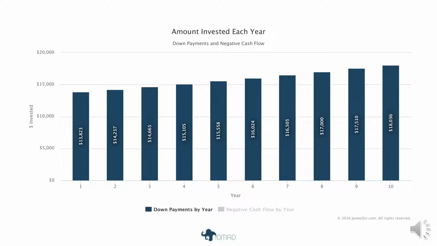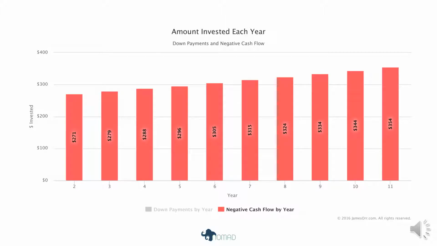This is the same chart as before, except I'm not showing any of the negative cash flow. I'm only showing the down payments. That's the only thing I'm doing here. This next slide is the same chart from before, except I'm not showing any of the down payments. I'm only showing the negative cash flow. Before, because it was so small, you couldn't see the dollar amounts. It wasn't zoomed in enough.